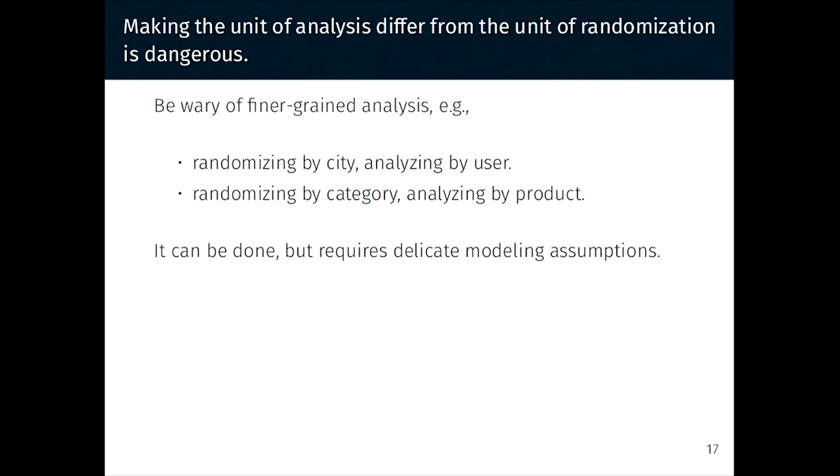If you want to analyze the individual users, it can be done. It's often called cluster randomization, but then you have to introduce modeling assumptions. Your calculations will no longer be justified purely by the randomization. It'll depend on some model.